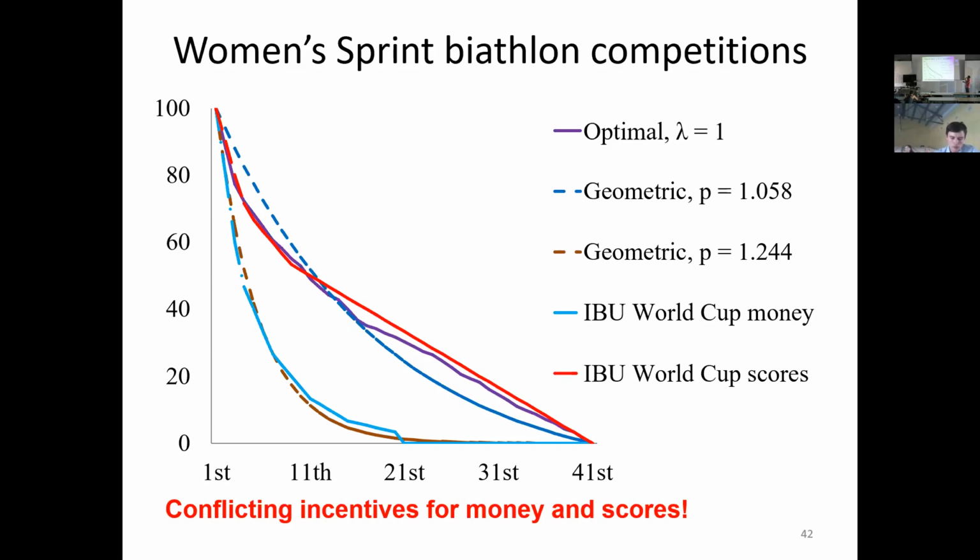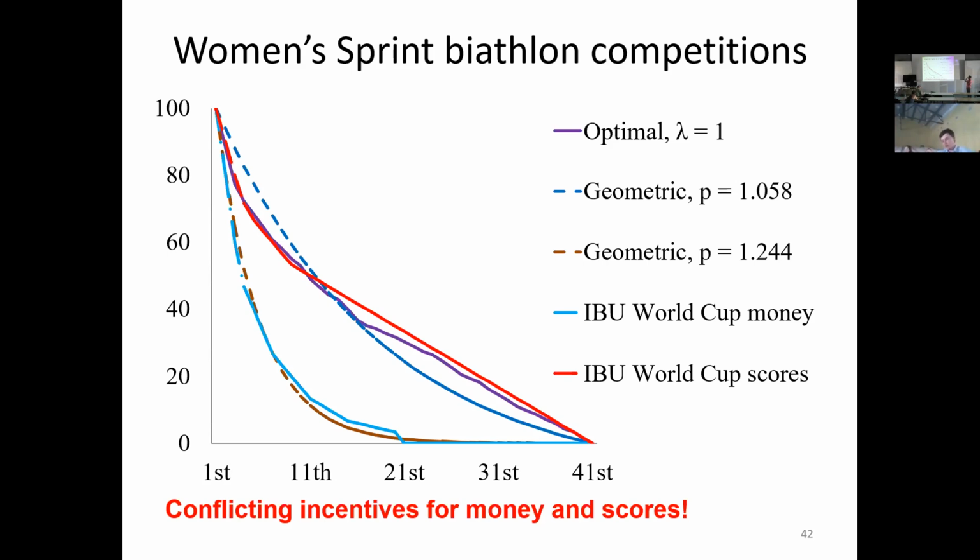And here we normalize all the scoring vectors such that scores for the first position are 100, and scores for the 41st position are 0. So the red line on this slide corresponds to a real vector that the IBU World Cup uses. They really use scores, as you saw, 60, 54, 48, and so on. But on this graph, we normalize it to 100 points for the first position, just for convenience to compare different scoring vectors. We know that we can linearly transform every scoring vector, and it still will be the same scoring rule.